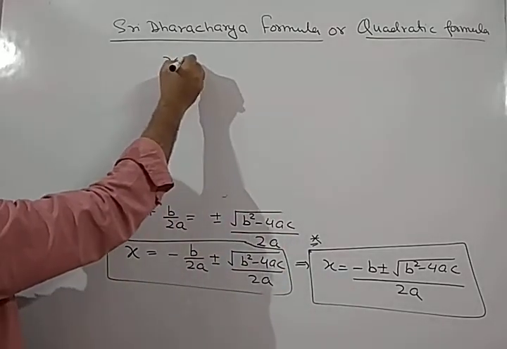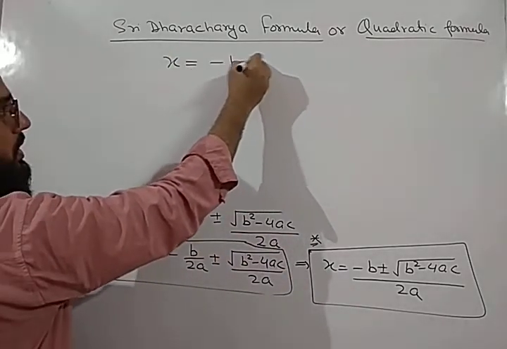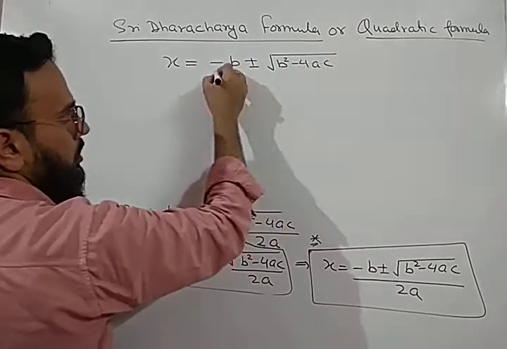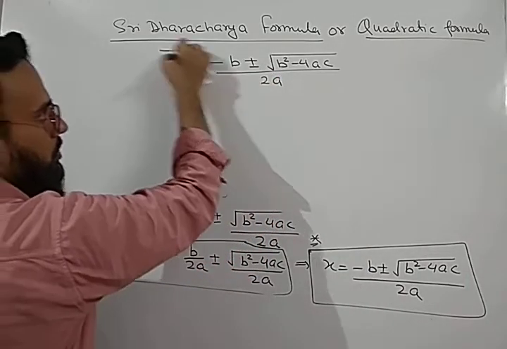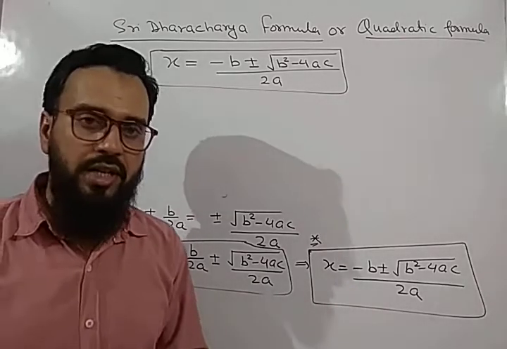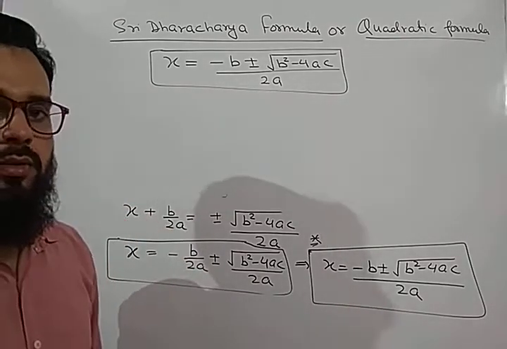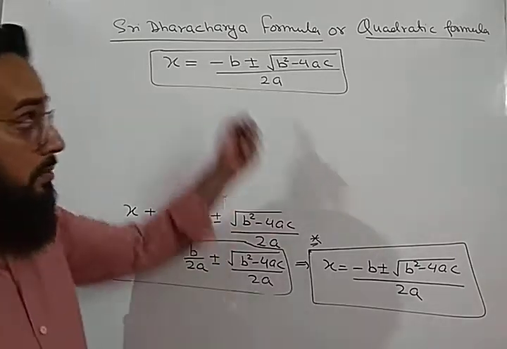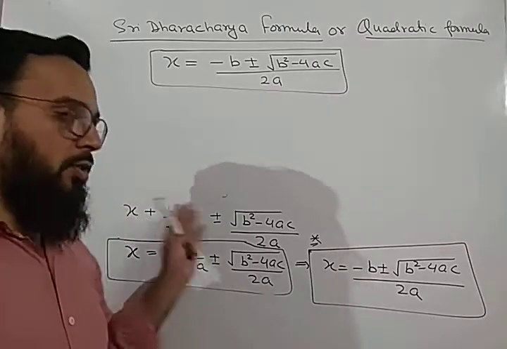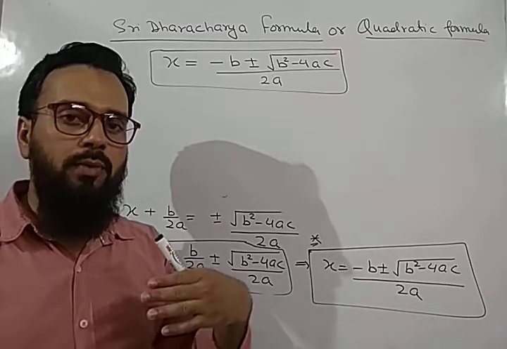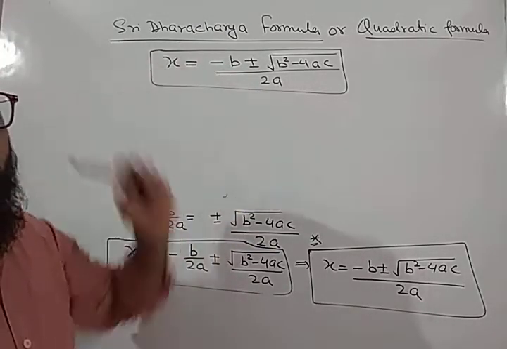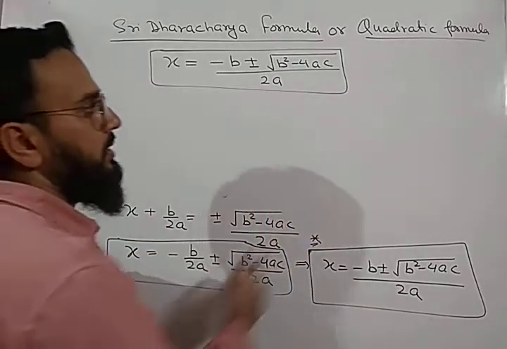What is the formula? If you have to find the value of x, it will be equal to minus b plus minus under root b square minus 4ac whole upon 2a. This is a formula for finding the roots or the solution of a quadratic equation directly. Any quadratic equation can be solved by this formula. If you are not able to split the middle term, or not able to make the perfect square, or not able to solve by any method, then you can solve that quadratic equation by this formula, the Sridharachar formula or the quadratic formula.